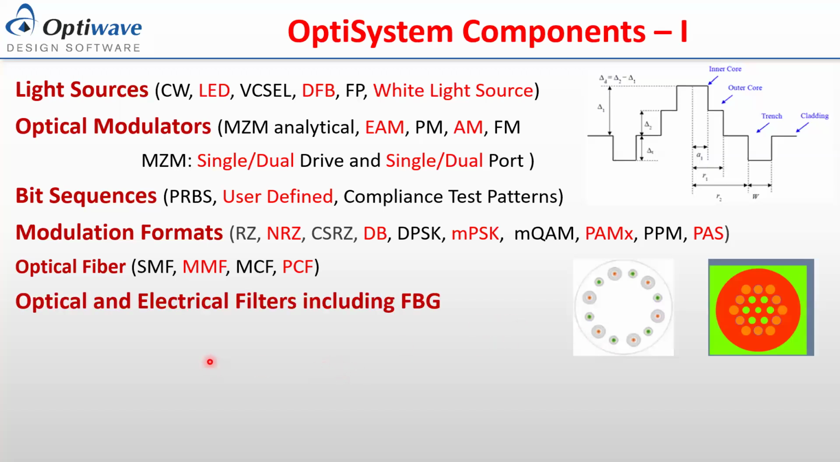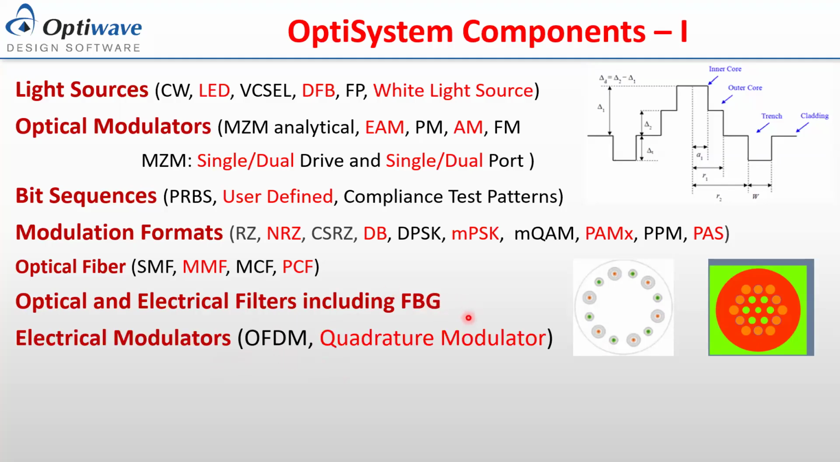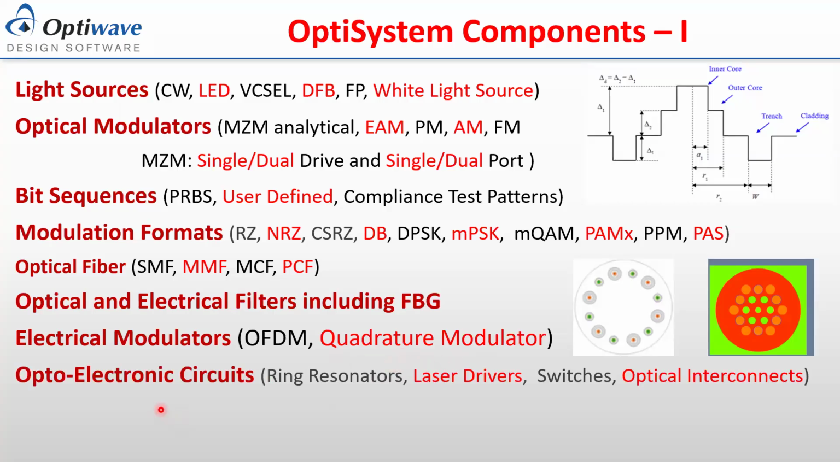In terms of filters, we support any types of filters, from analog filters or digital filters, as well as electrical and optical filters. We have fiber Bragg grating filters as well. Modulators, electrical types for orthogonal frequency division multiplexing, and quadrature modulation for intermediate frequency for, for example, 5G or 6G applications. Optoelectronic circuits: with the addition of using OptiSpice software, you can do laser drivers and ring resonators.